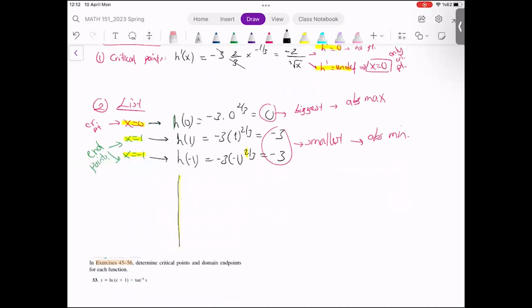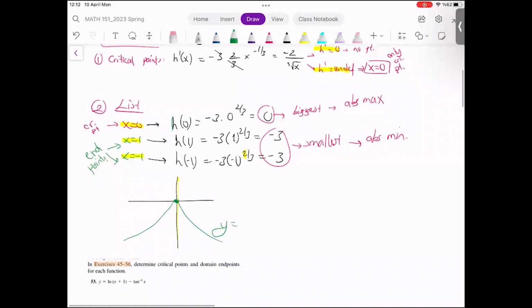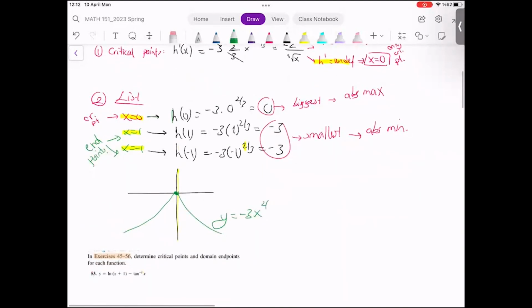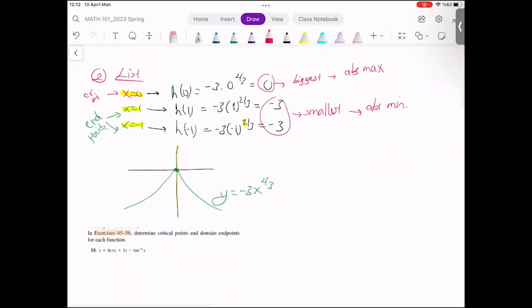Okay, so let me draw the graph of it. Its graph goes like that. There's a cusp here. This is the graph of y equals -3x to the power 2/3. This was our h function, right? Okay, as you can see.